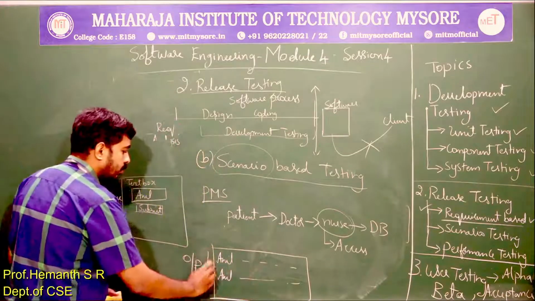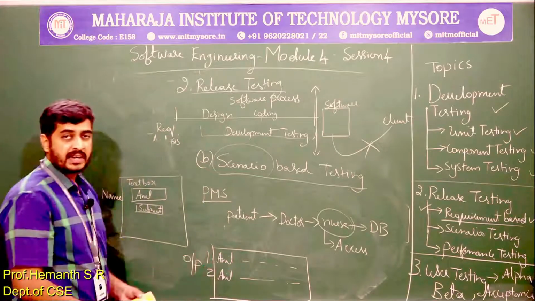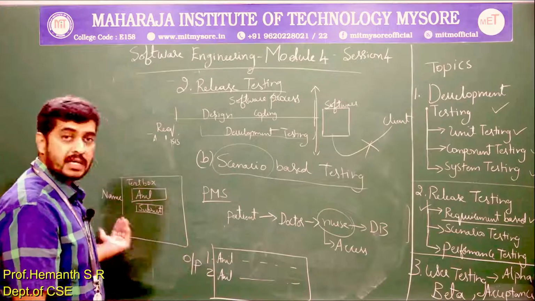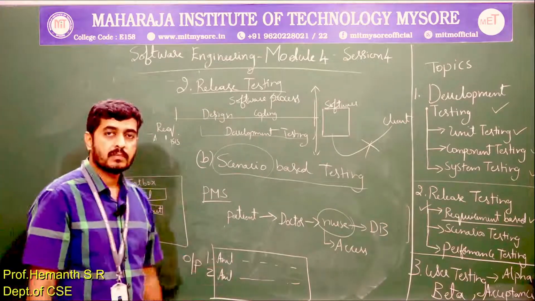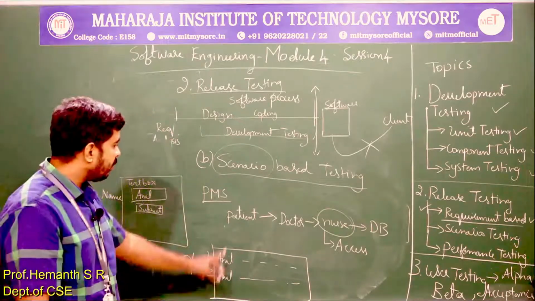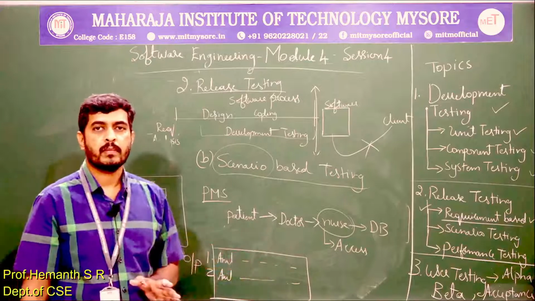Now, what is your immediate analysis here? What should be your immediate analysis? The tester is seeing 2 records of Anil. What is the reason for this? The reason is there can be patients with the same name.